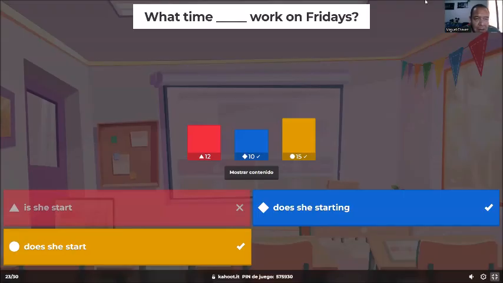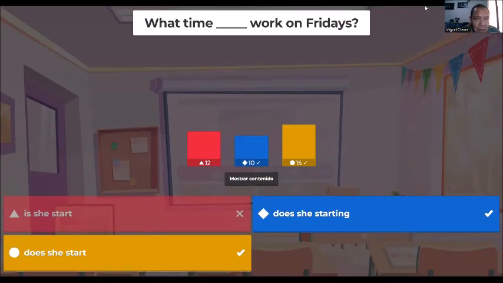Does she start is the correct answer. What time does she start work on Friday? Be careful because in this case, work is a noun, it is not a verb. What time does she start work on Fridays?